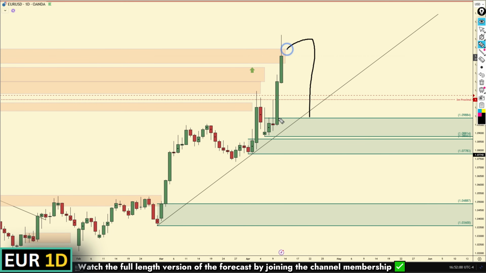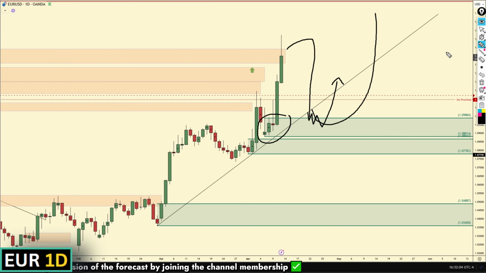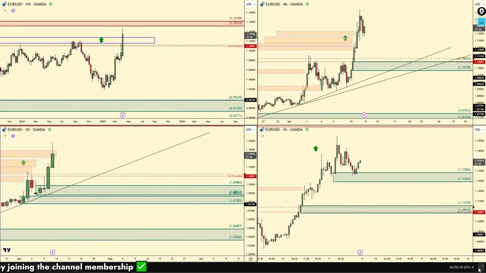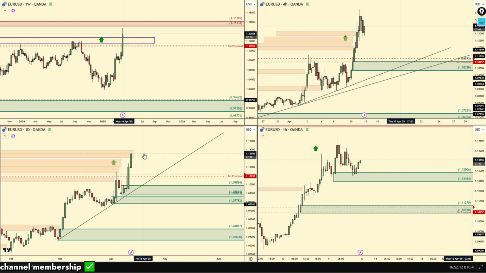Even if we get a pullback all the way down to this daily demand, it could be good for a quick trade in here. I'm not saying we're going to get a massive move off this daily zone, but it'd be a good area to day trade in because it's a higher time frame level on top of level. So that's what I'll be watching there on the Euro US dollar as far as the daily time frame goes.